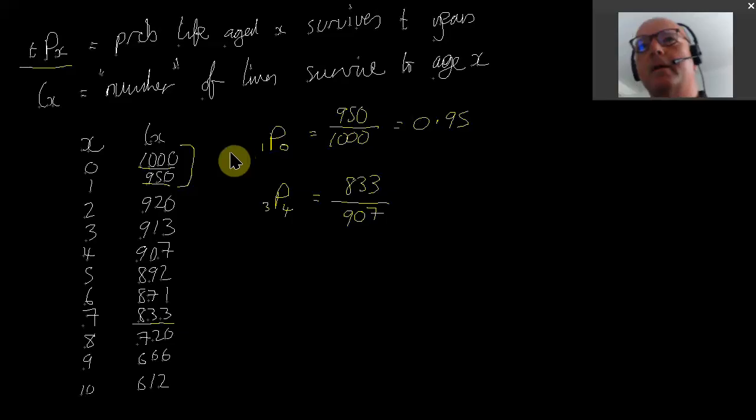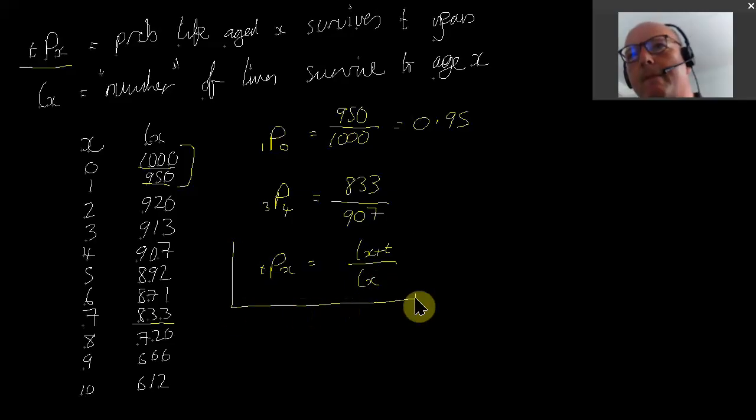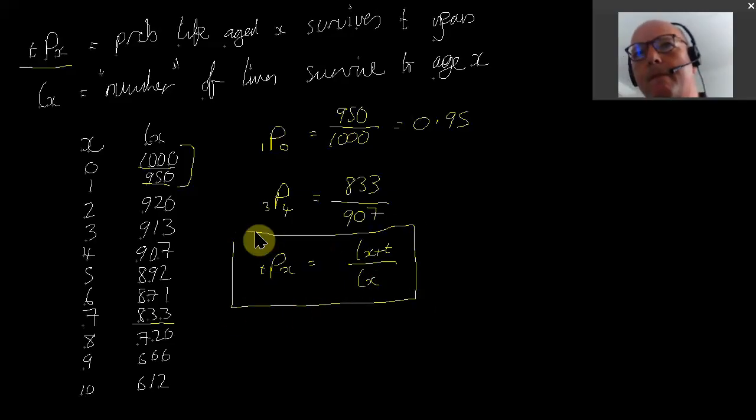Okay, so hopefully you can now see the general formula here is TPX is equal to LX plus T divided by LX. And that is one of the most simple but very, very important formulas. It's how we calculate the probabilities that people have survived a certain amount of time.